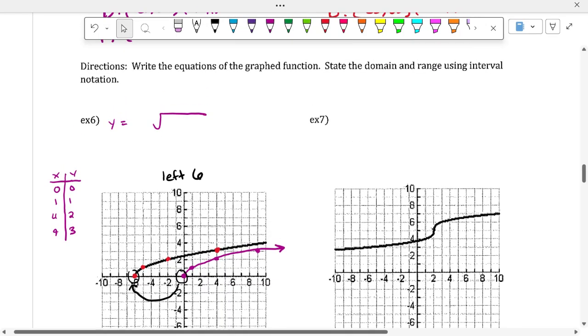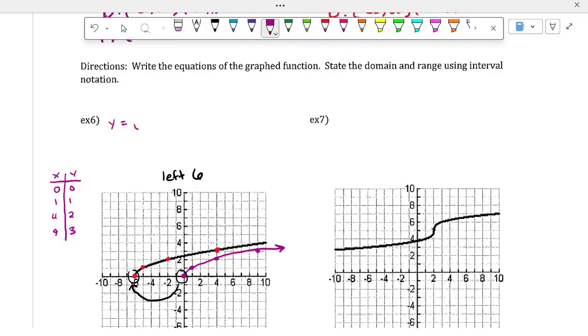How do I translate that to a function? Look back at your function transformations. If I go left 6, how would I write that? Not x minus 6, x plus 6. And is it going to be outside the radical or under the radical? Under the radical. So that's the equation. That's all you got to do, guys. Just take a minute, draw the parent function, and just look at where it goes from.